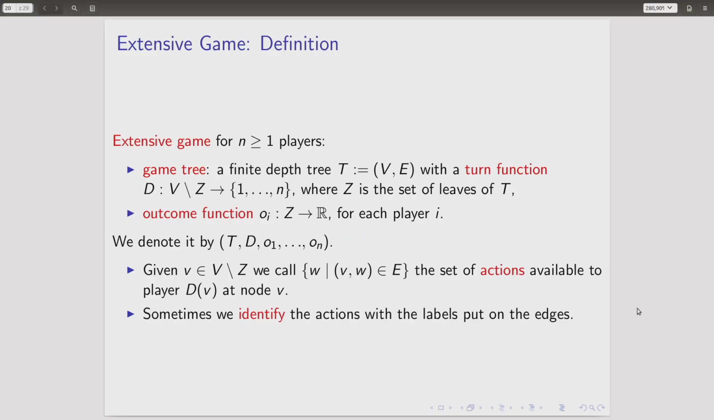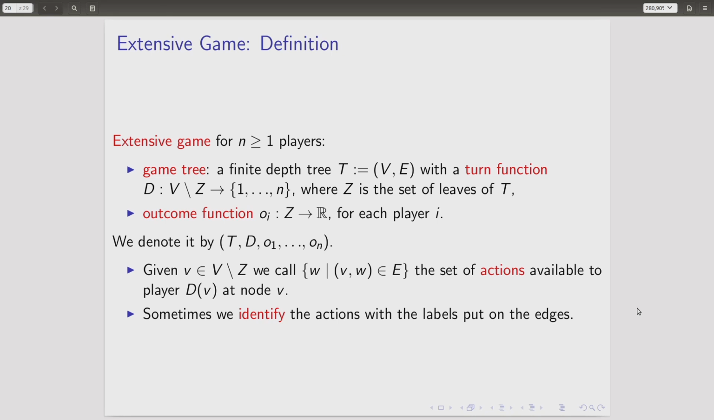So a formal definition of a game with perfect information is as follows. You have a game tree, you saw a simple example, and this game tree is such that at each node we know which player moves. So there is a function d, for some reason called that, which assigns to each node except the leaves of the tree a player who is supposed to choose a strategy.